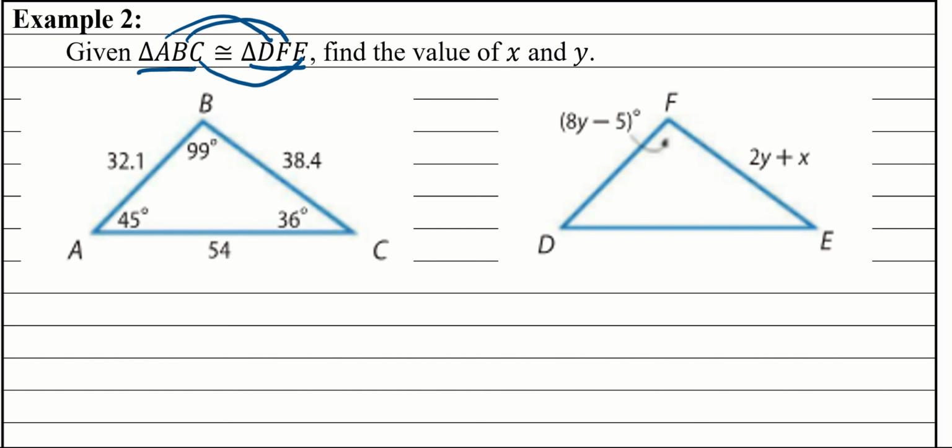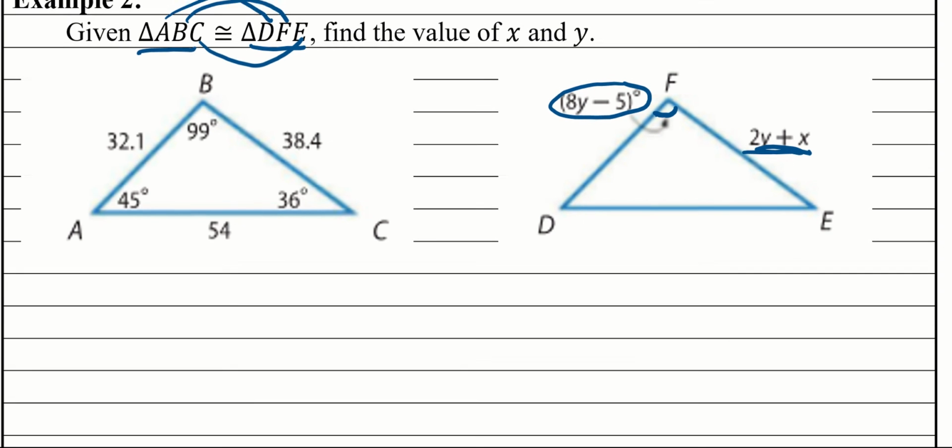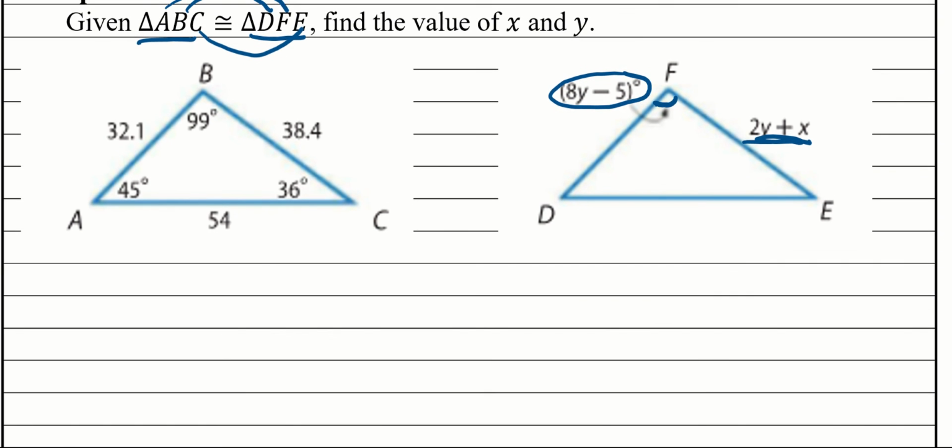If I'm looking at this and I want to solve for x and y, notice we've talked about this before. I have one expression with x and y both in it, and I don't want to really deal with that yet, because I can't solve an equation that has 2 variables in it. So I notice I have this other expression here, 8y minus 5. That's relating to this angle here, angle F. And how can I use that, understanding that these shapes are both congruent? Well, I know all the corresponding pieces are congruent.